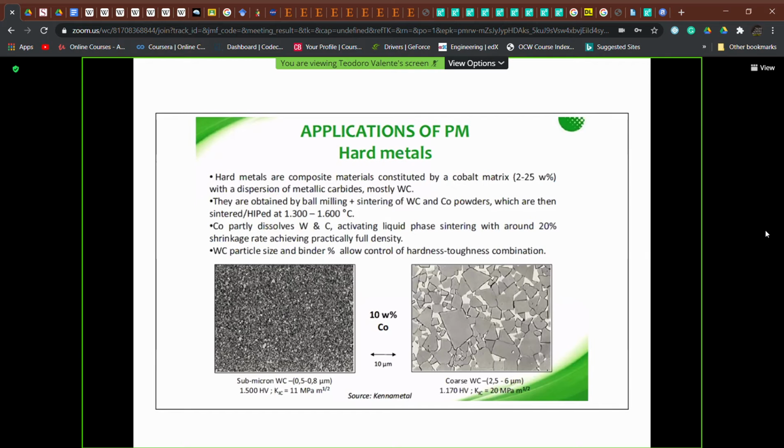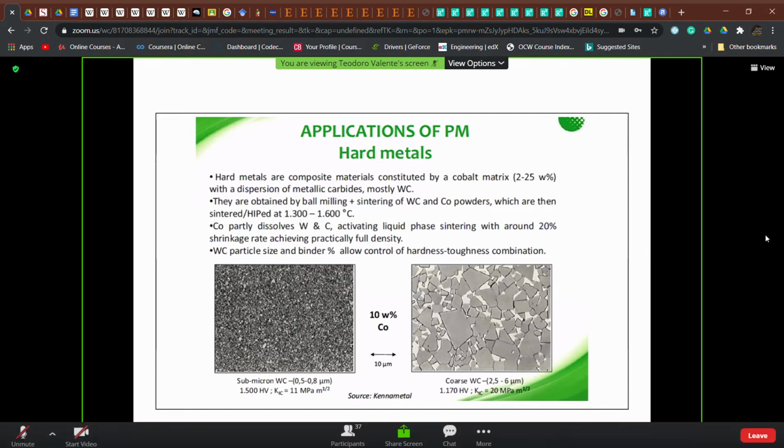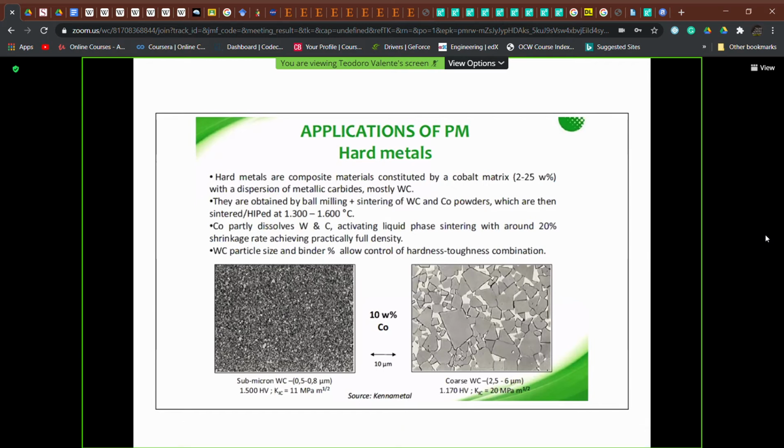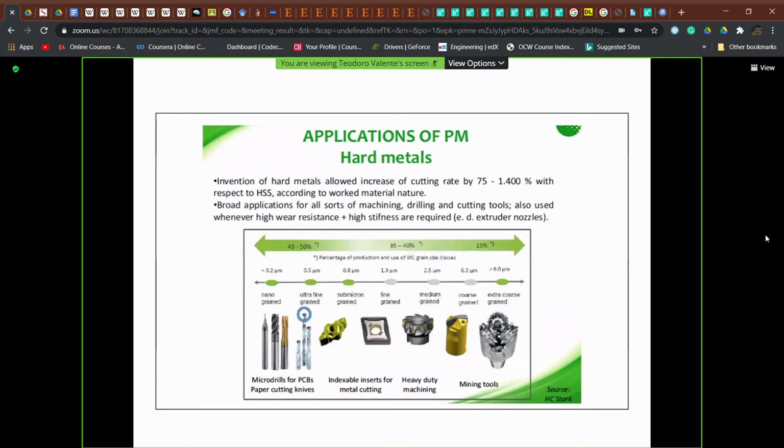You see here the sintering temperatures are higher than those I mentioned before, because in this case we do have a ceramic phase inside, and these hard metals powders and final components are used for applications in which we do need good wear-resistant properties on the surface of the fabricated components.